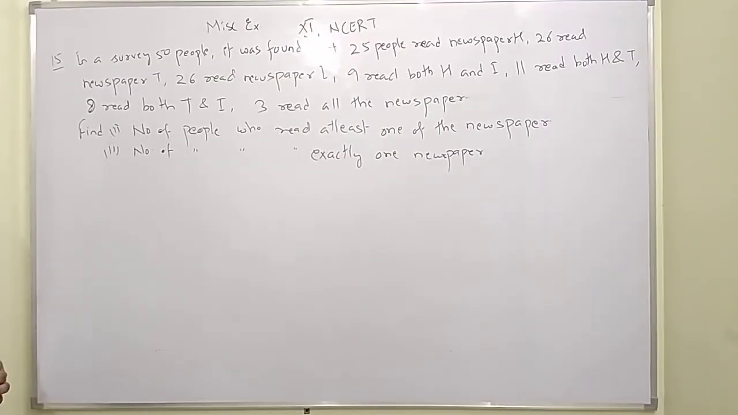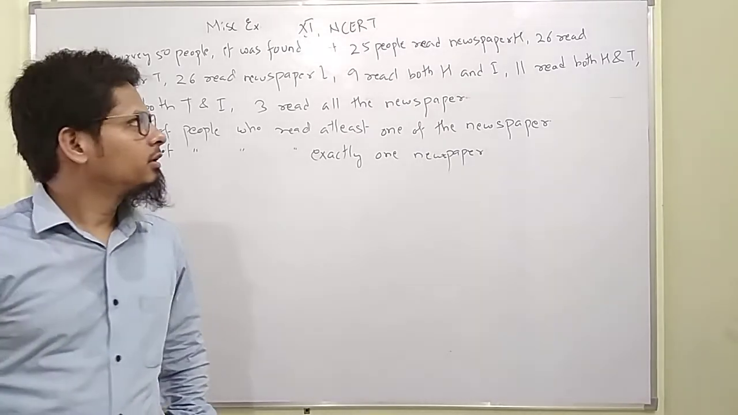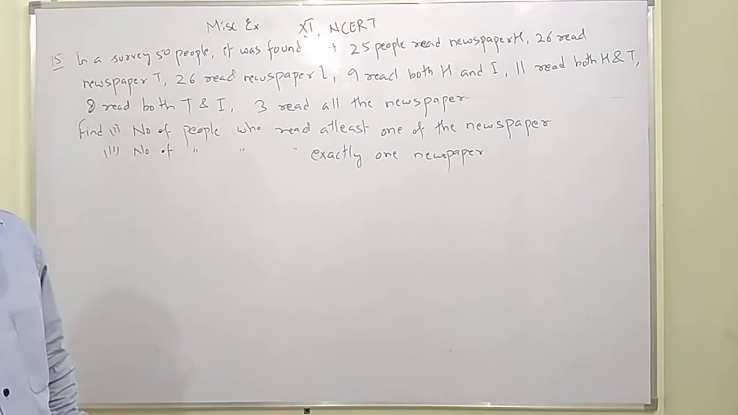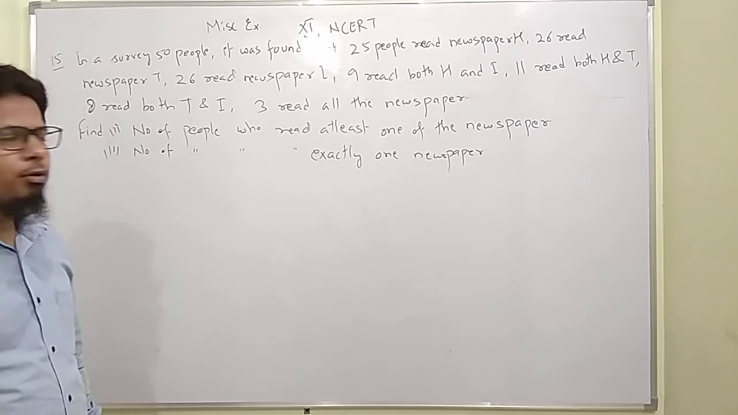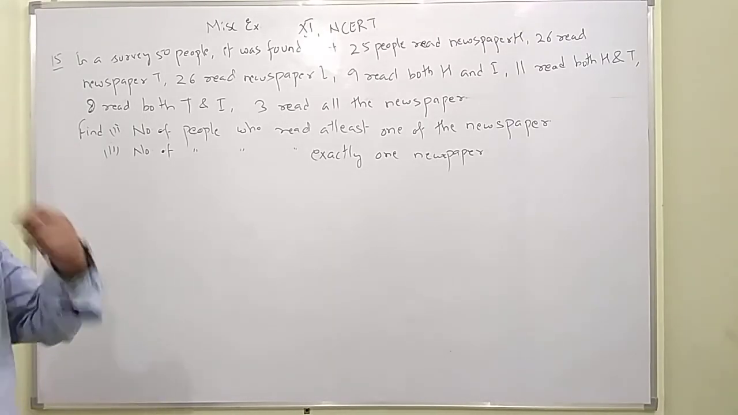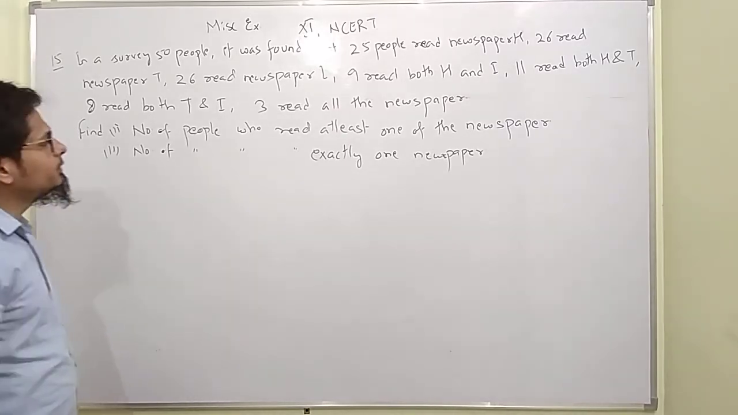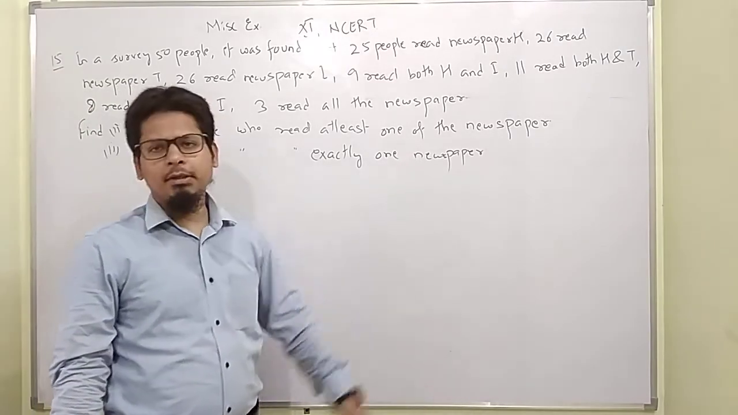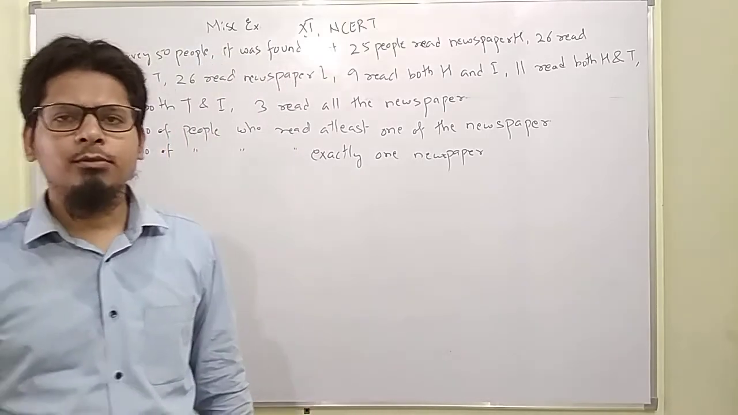Class, this is a little long problem. The question is, in a survey of 50 people, it was found that 25 people read paper H, 26 read T, and 26 read I. 9 read both H and I, 11 H and T, 8 T and I, and 3 all the papers. We have to find how many people read at least one of the papers.